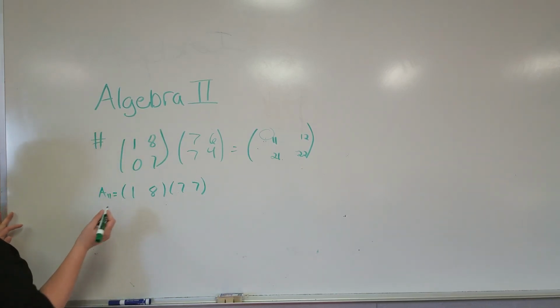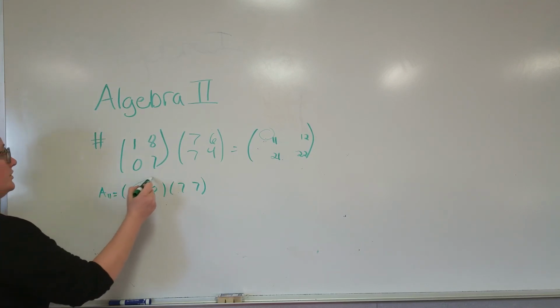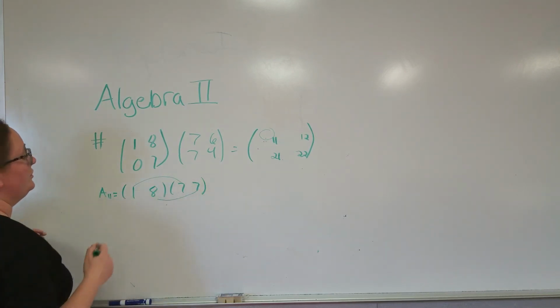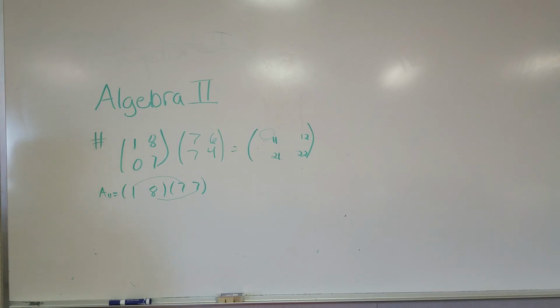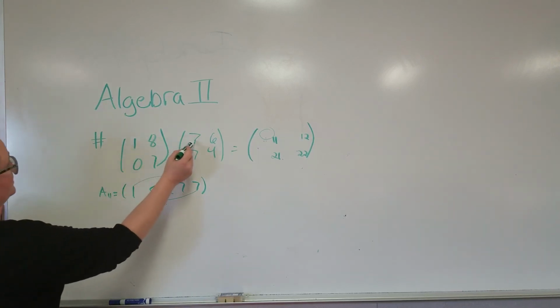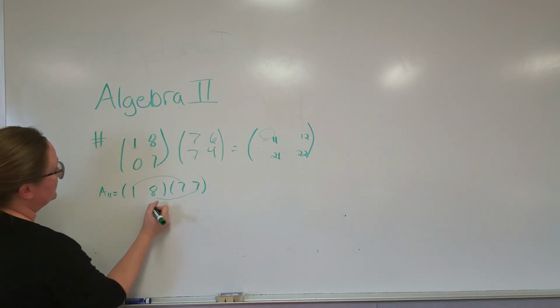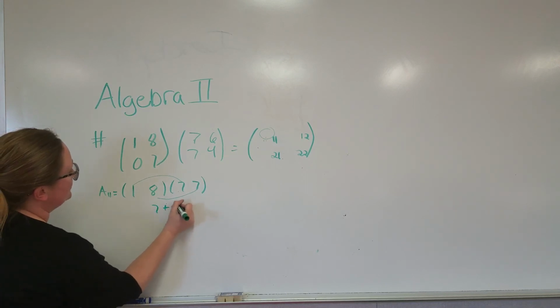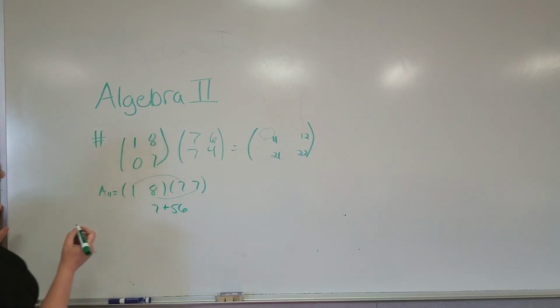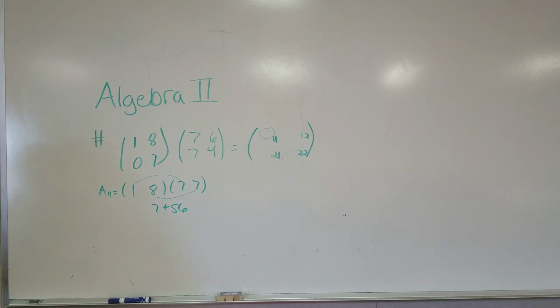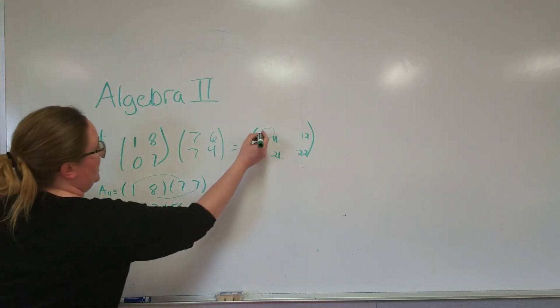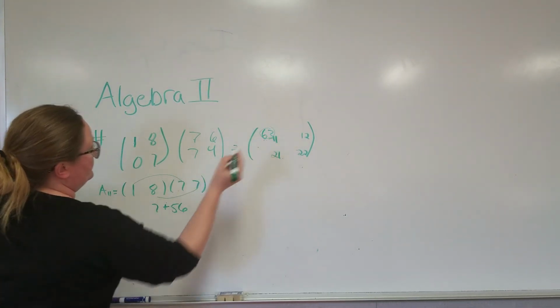Same thing, you're going to multiply these two and multiply those two and add them. So 1 times 7 is 7. 8 times 7 is 56. 56 plus 7 is 63. So that means A11 is 63.